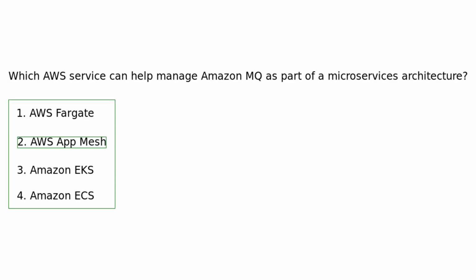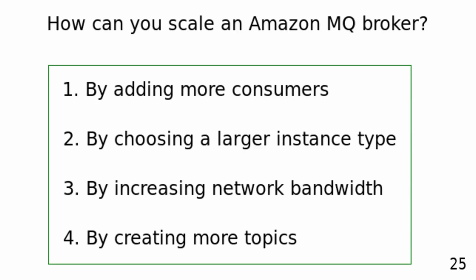AWS App Mesh can help manage Amazon MQ in a microservices setup by providing application-level networking, making message routing more efficient. How can you scale an Amazon MQ broker? By adding more consumers. By choosing a larger instance type. By increasing network bandwidth. By creating more topics.